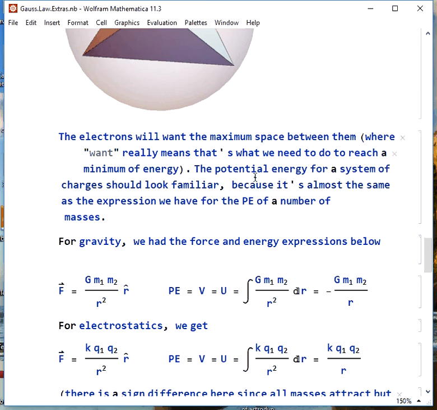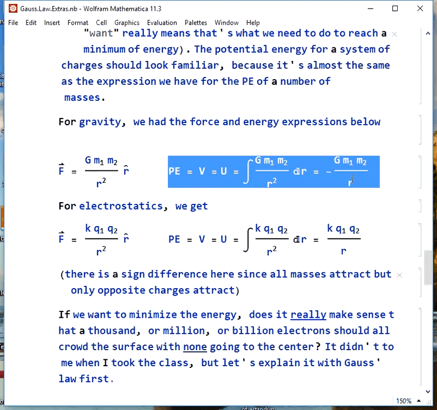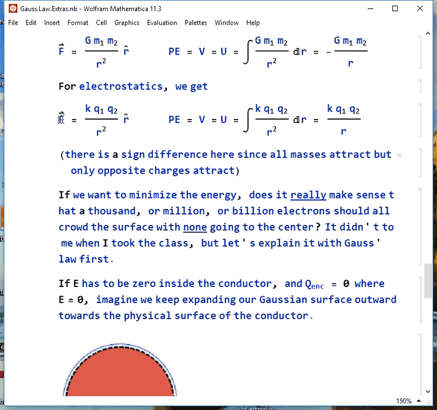The potential energy for a system of charges should look the same as the potential energy for a system of masses that we saw when we looked at Newton's law of gravity. Here we have the equations for gravity, the force and the potential energy. We had to put a negative in by hand here. For electrostatics, here's our force, looks kind of similar, and here's our potential energy. This does not require us to put a negative in by hand because there are 2 signs for charges, and opposites attract, likes repel. We don't have that situation with masses, they all attract.